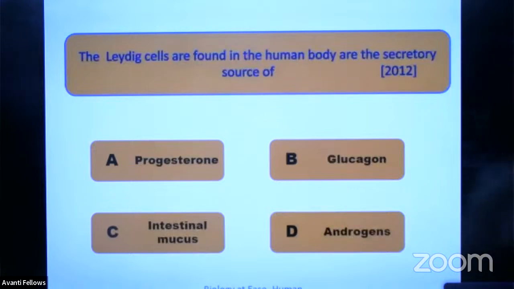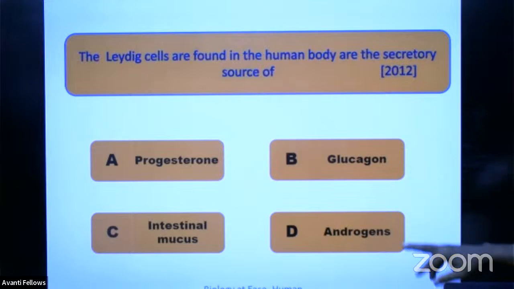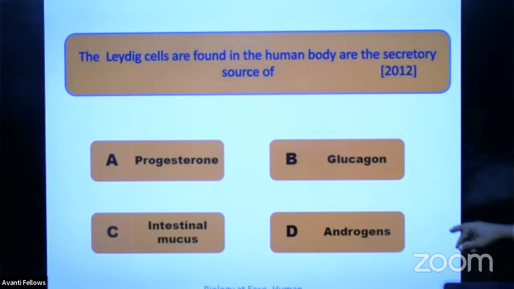Then we'll go for the next one, third question: Leydig cells are found in the human body, the secretory source of that Leydig cell. Leydig cell is present in the male reproductive part only, and it is for the secretion of the male sex hormone. It is nothing but androgen only. So the correct answer is androgen. And we will move to the next one. Glucagon is a hormone secreted by the pancreas only. Progesterone, that interstitial mucus is also different, right?